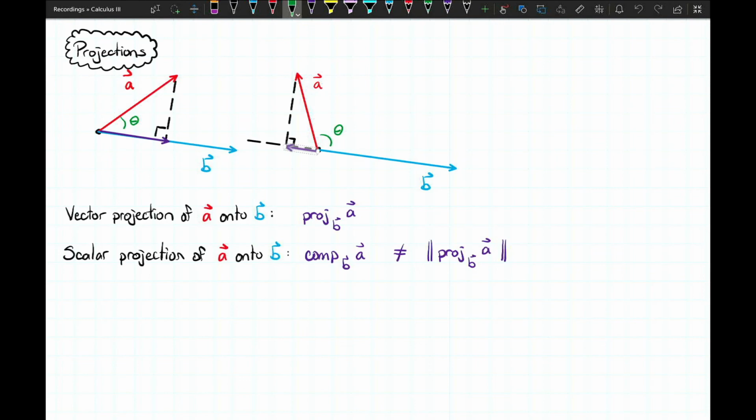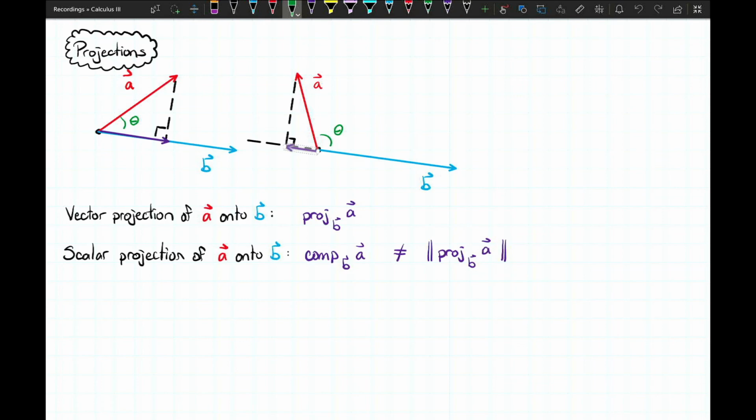The notation proj with a subscript b, a, means that it's the vector projection of a onto b. Comp, or C-O-M-P, that's just the length of the vector projection. Now notice here that I say that that's not necessarily equal to the norm of that projection. This scalar projection is allowed to be a negative number, whereas the norm of any vector is always positive.